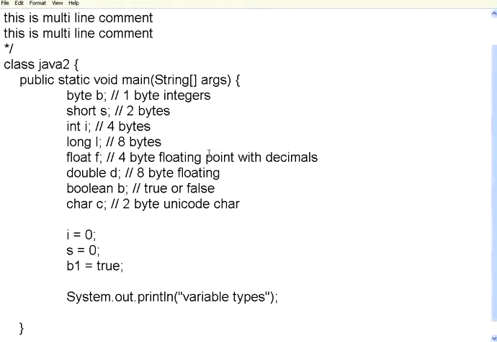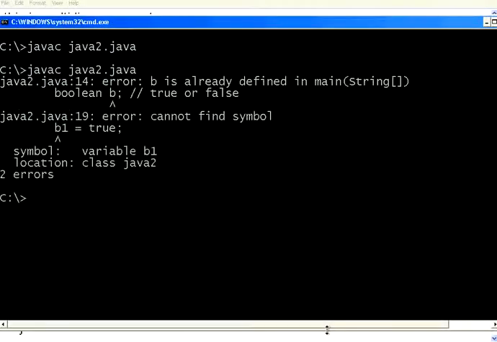Let me do one thing. I have got this variable b defined. I have got the same variable b defined here also. Let us see what happens. Now if you see here, when I compiled, it is giving me an error: b is already defined in main. So once it is defined already, if you try to define it again, it is having a problem. Second thing, I have not replaced this b1. Since b1 is not defined before, it is giving that error also. So this program has got two errors.